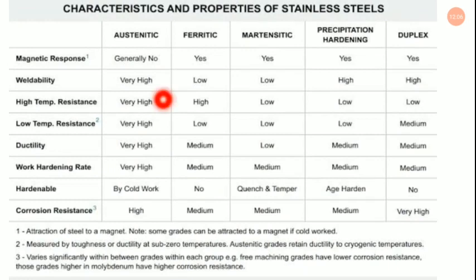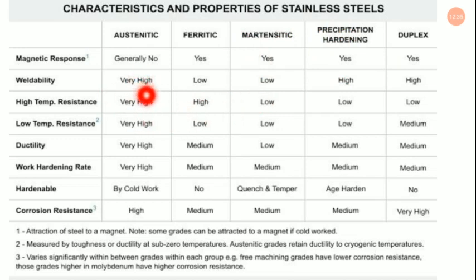Now, austenitic, ferritic, martensitic: magnetic response is generally no for austenitic. For ferritic, yes, and for martensitic, yes. For precipitation hardening, the magnetic response is yes. For duplex, it is also yes. These are the characteristics and properties of stainless steel.